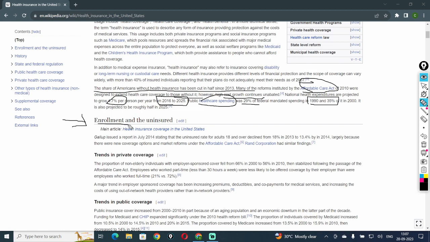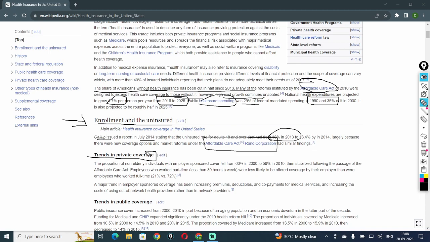Now we discuss enrollment and the uninsured. Gallup issued a report in July 2014 stating that the uninsured rate for adults 18 and over declined from 18% in 2013 to 13.4% in 2014, largely because there were new coverage options and market reforms under the Affordable Care Act. Gallup reported similar findings.